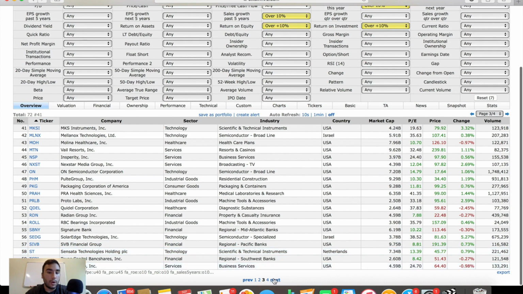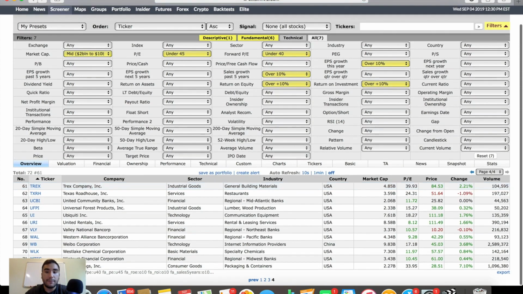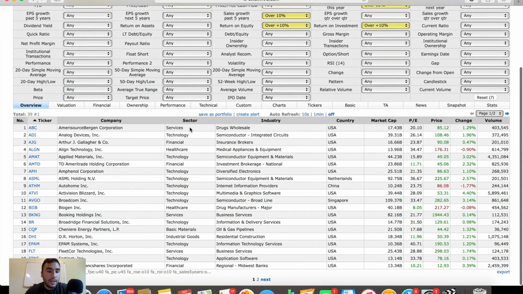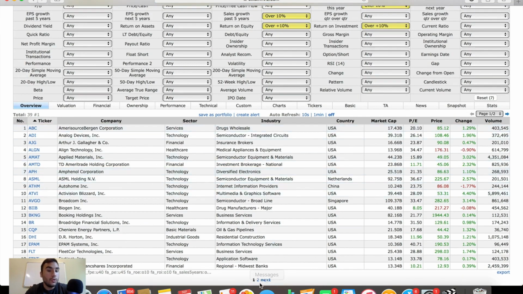So looking through all these is super key, and then fiddling with these filters, because I can't fiddle with them on here too much because the video is going to be extremely long. But let's do one more very quickly here. Let's say we want to do large cap instead, 10 billion to 200 billion. Let's see how many come up. We have 2 pages worth of stocks now, and these might be companies that you know a bit more.